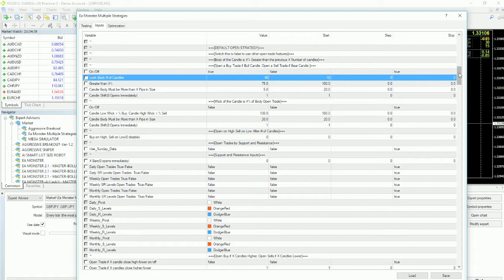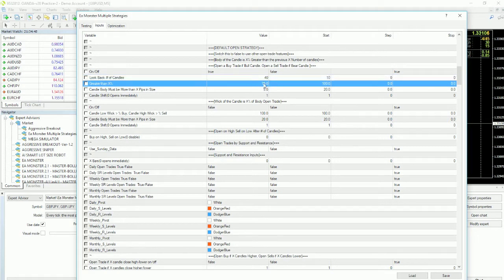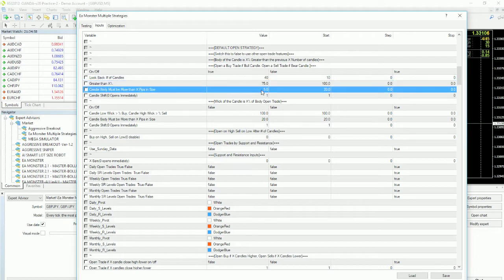It's very sophisticated. It's going to look at the previous number of candles in this section here. This is set to looking at the last 40 candles. If the current candle is 75% greater than all the previous 40 candles, it opens a trade. If it's a bull, a buy. If it's a bear, it's a sell trade. And the candle body must be more than this size. Right now it's set to the default 5 pips.